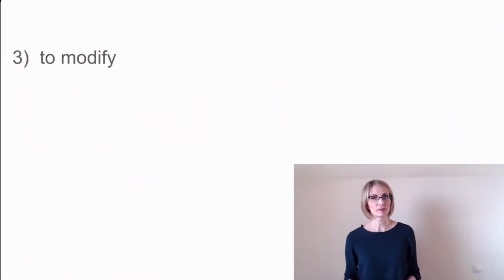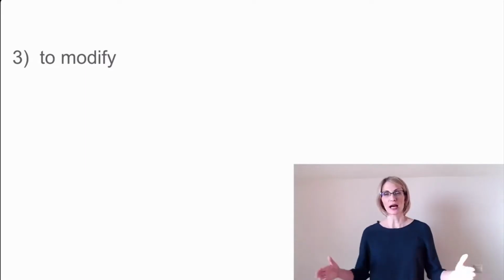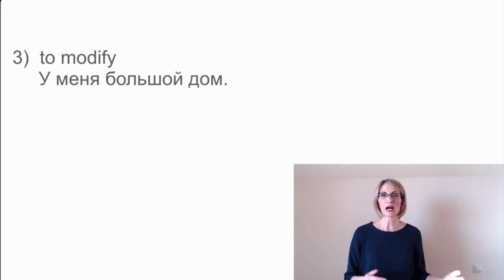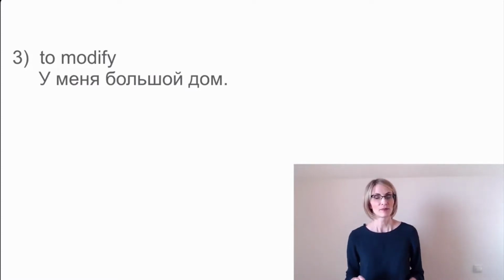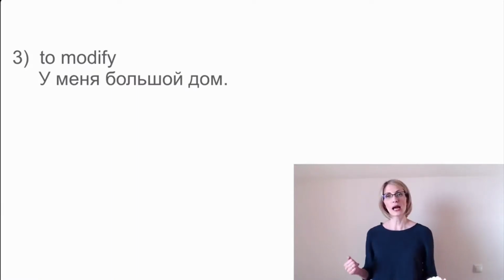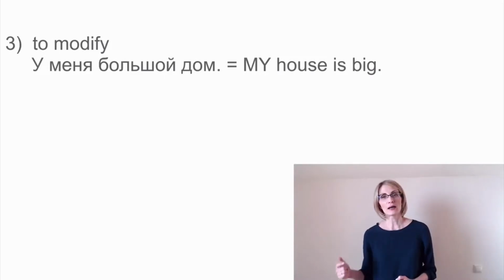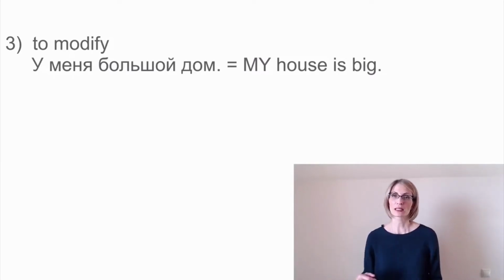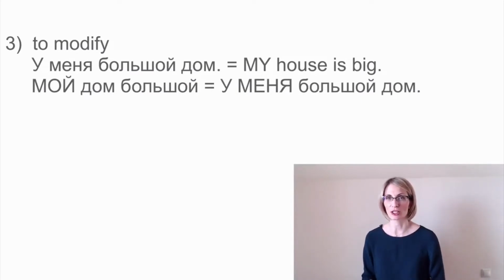Next function of this construction will be to modify something, to describe something. For example, I have already told you that I have a house. У меня есть дом. I have informed you that the house exists in my life. Now I want to describe it, and I will use the у меня construction to describe my house. У меня большой дом. Without есть. Actually, what I'm saying here is that my house is big. I replace мой дом. I could have said мой дом большой, but in a more colloquial way, I will express it with the у меня construction. У меня большой дом.